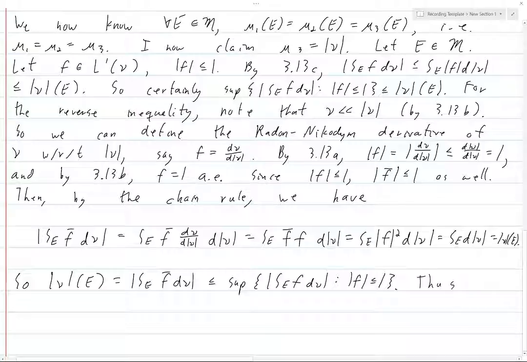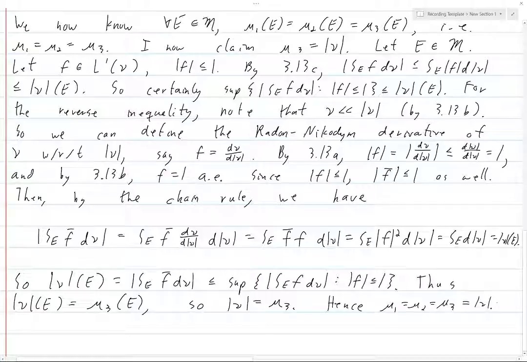Thus, the total variation of nu of e is equal to mu3 of e, and so the total variation of nu is equal to mu3. Hence, mu1 equals mu2 equals mu3 equals the total variation of nu. And this finishes the proof. Once I rewrite this nu in a way that looks like a letter.